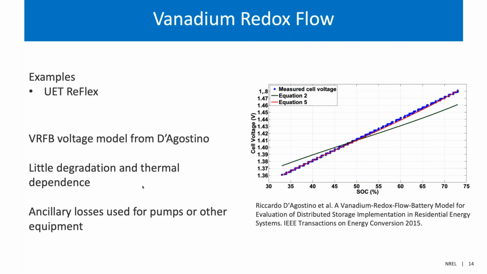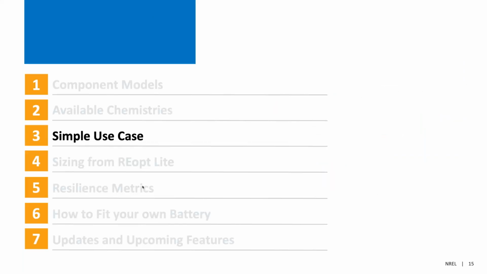For the vanadium redox flow model, there's an example of a UET reflex battery. And SAM uses the voltage model from D'Agostino in the paper shown on the right, where they fit the measured cell voltage from a testbed battery to an equivalent circuit model. This model has little degradation and thermal dependence, and you can use the ancillary losses to model pumps or other equipment.